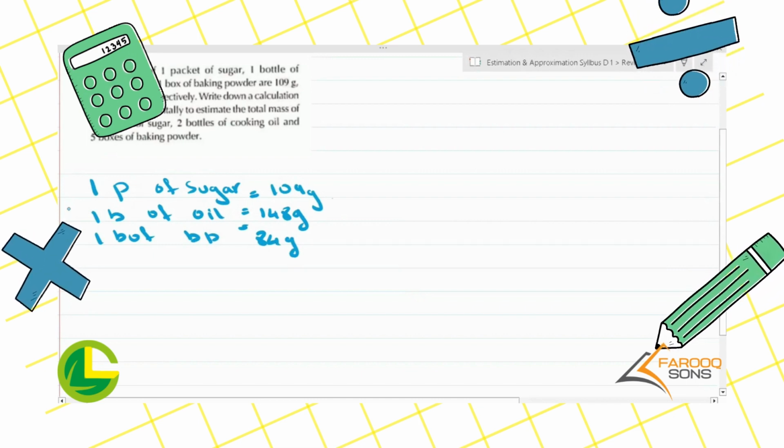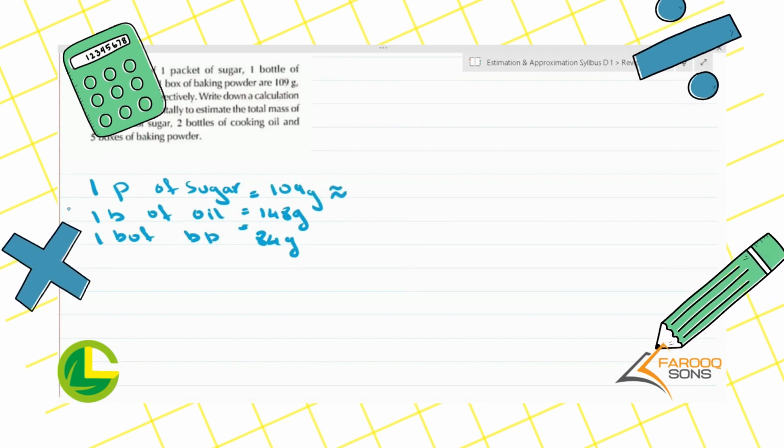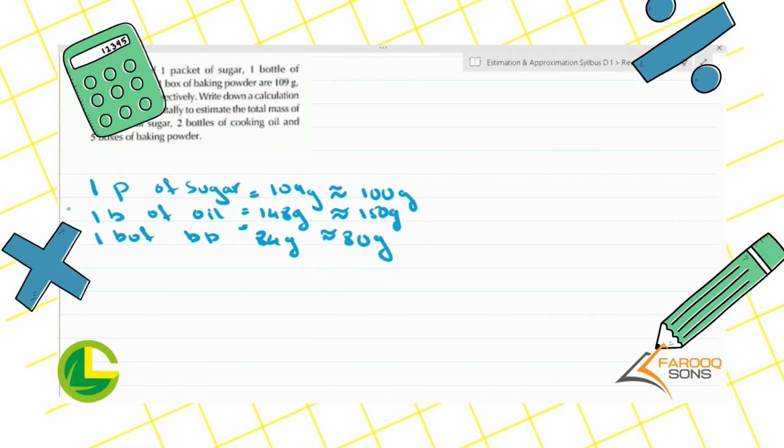We need to estimate these. So can 109 also be written as 100 grams? Rounding off this, we get 150 grams. And rounding off this one, we get 80 grams.